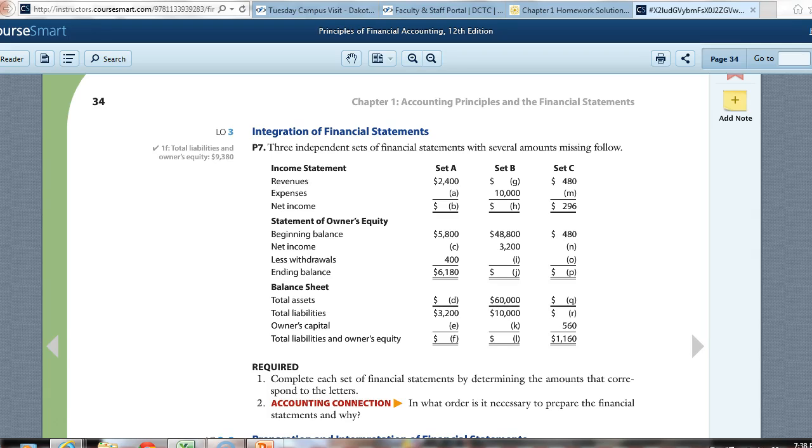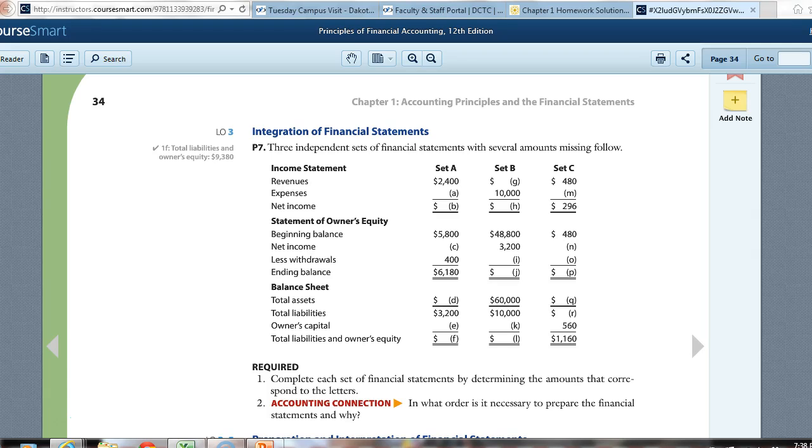560. So do you see our statement of owner's equity had a lot of blanks in there? But we can get the net income from the income statement. We could find out our total ending balance from the balance sheet. So what's left? Just our withdrawals. Perfect.